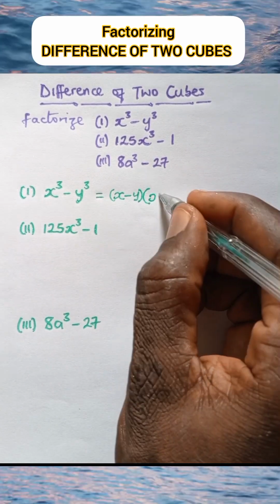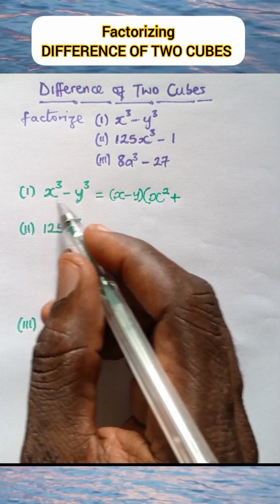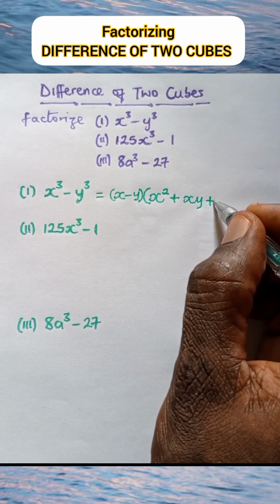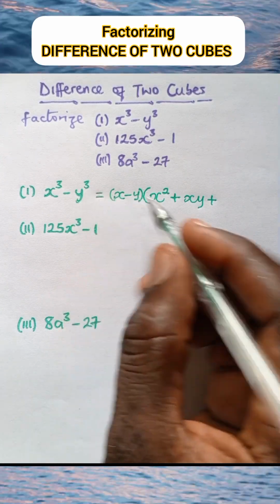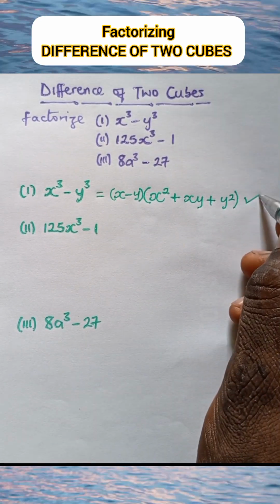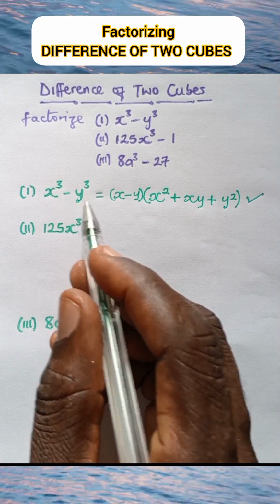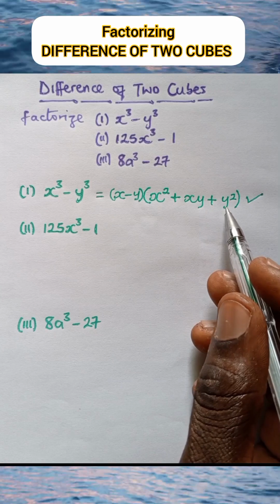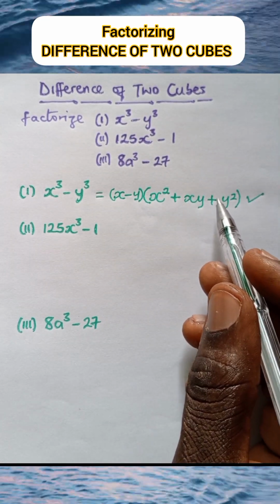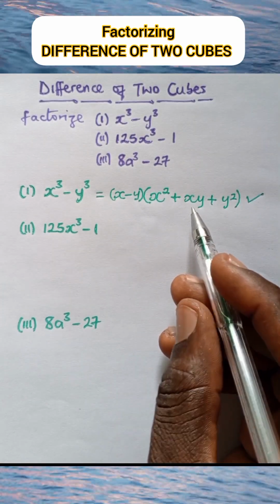term, which is x square, plus product of both bases, which is xy, then plus the square of the base of the second term, which is y square. And this is the answer. So whenever difference of two cubes is factorized, the answer is always in this pattern or format. You get it? So you need to have this in your head. All right, next let's look at number 2.